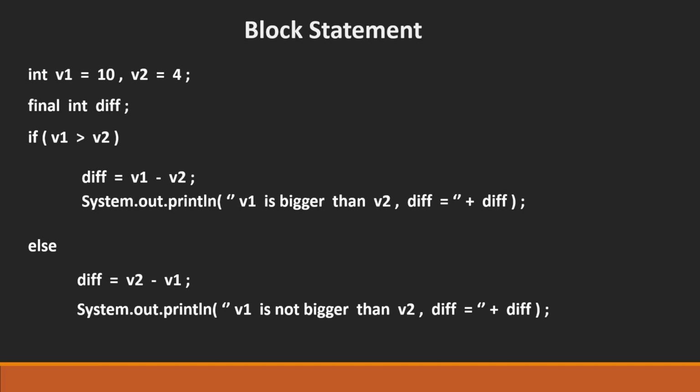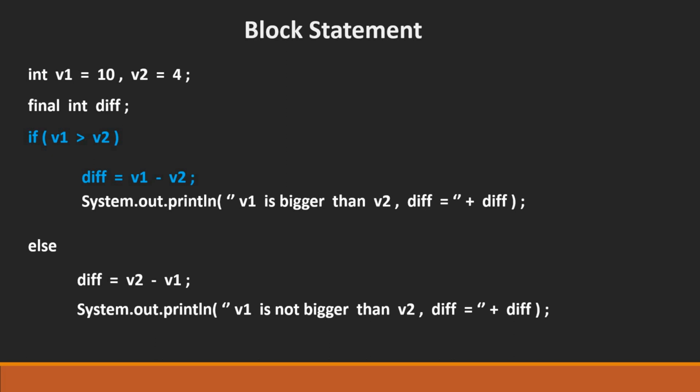Now this code as it's written has some significant issues. Let's first look at the if statement. Remember we said when the if is true, we want to calculate the difference and print out the message. But as this code is written, the only thing associated with the if is the diff calculation. Because remember, an if only runs the one line that follows it.